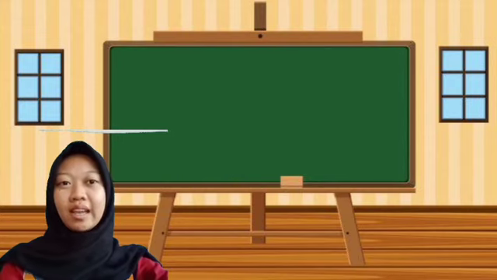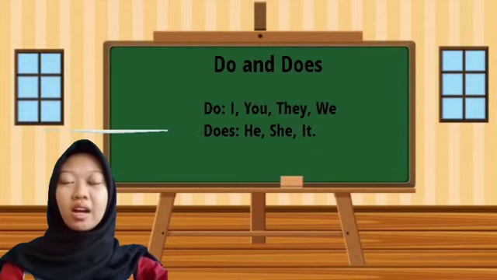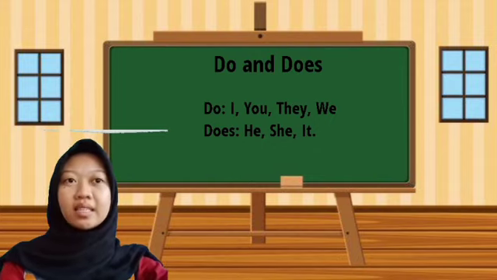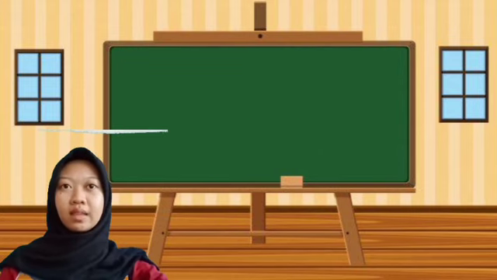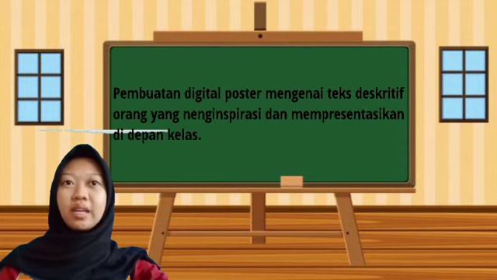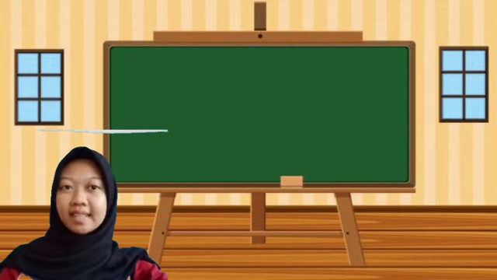Then the next material is about do and does. Do is actually a verb for I, you, they, we. Meanwhile, does is actually a verb for he, she, it. Likewise, when these two are applied to the negative sentence, they become don't and does not. And the last one is the making of a digital poster about descriptive text of people who inspire. Furthermore, presenting the result of the poster in front of the class.